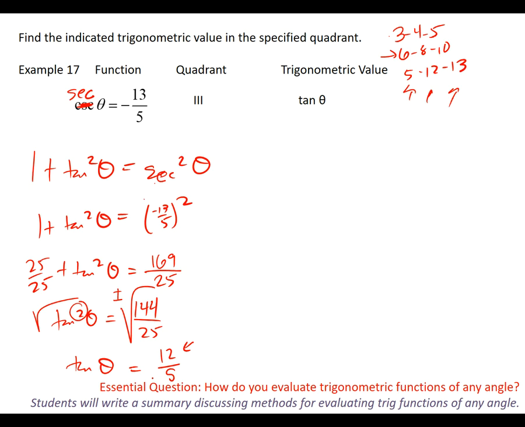All right, we have to decide if it's positive or negative. So in quadrant 3, and you can look at your unit circles, in quadrant 3, is tangent positive or negative? It's positive, so I know it's positive.